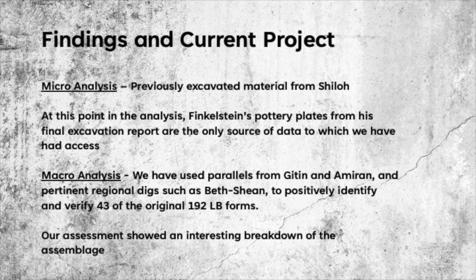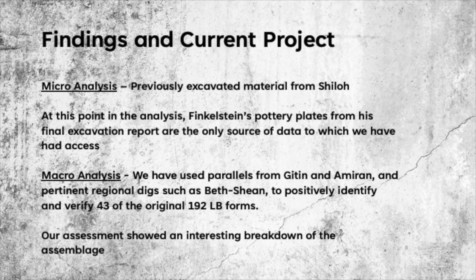In our macro analysis, we have been using parallels from Seymour Gitin, Ruth Amiran's books, as well as pertinent regional digs, such as Bet Shean, to positively identify, up to this point, 43 of the original 192 Late Bronze forms. If you remember, roughly 2,600 pieces were excavated, and 192 forms were published.